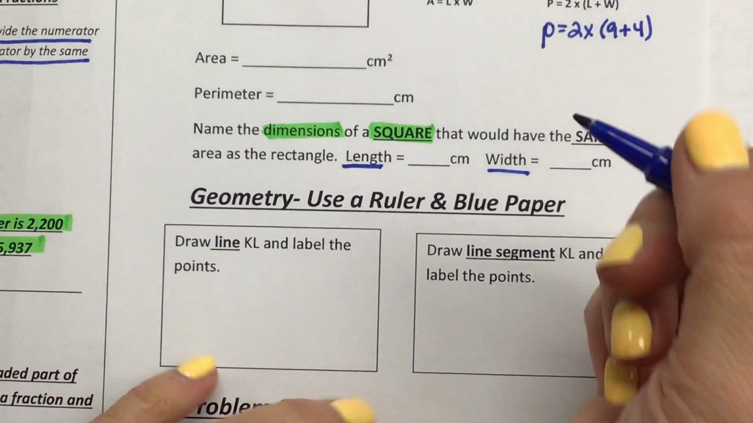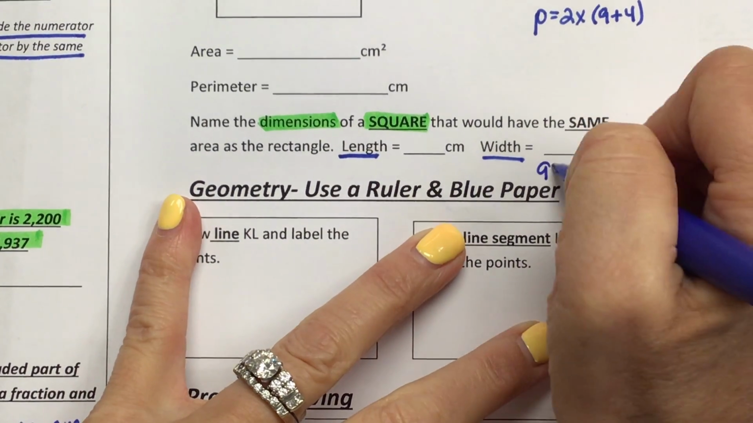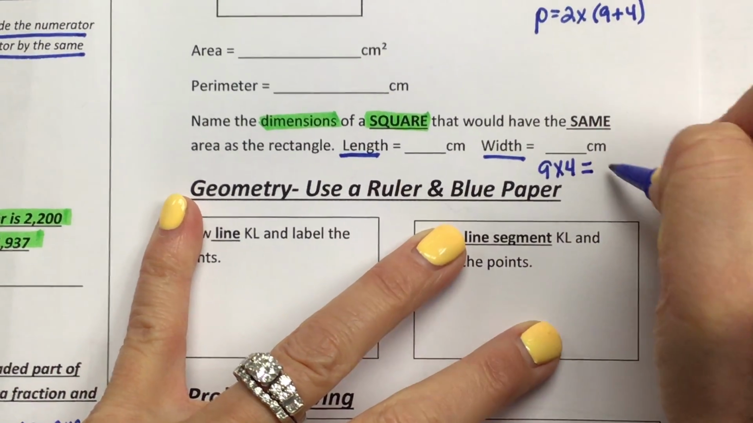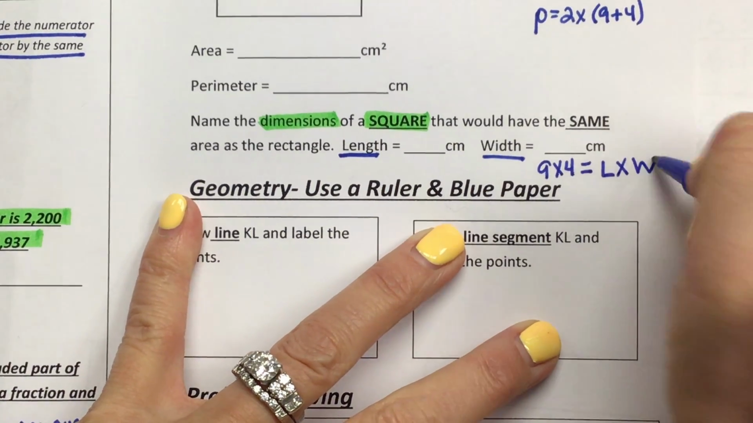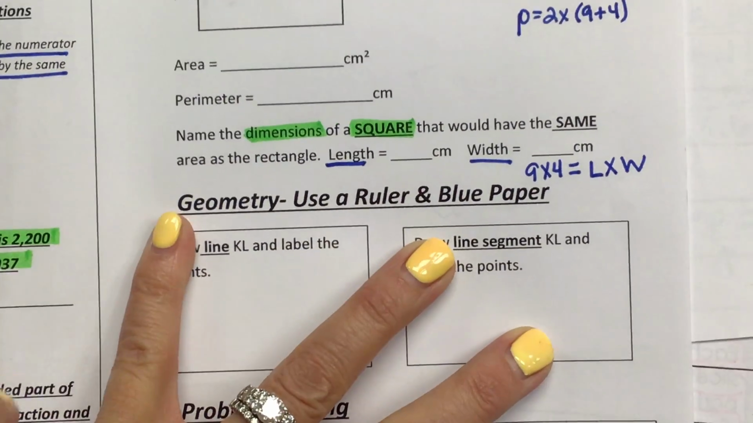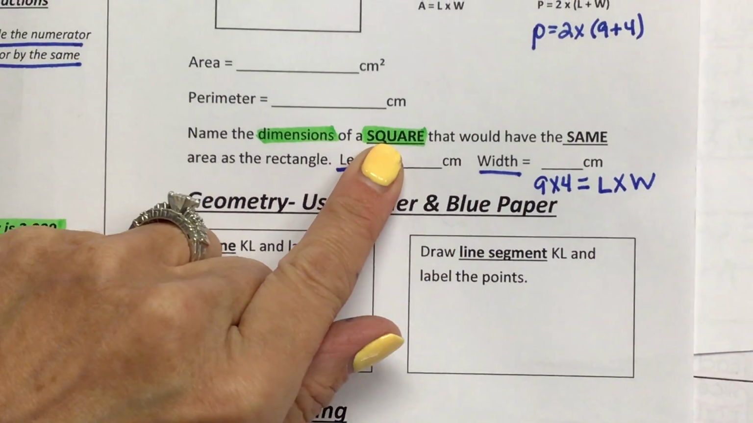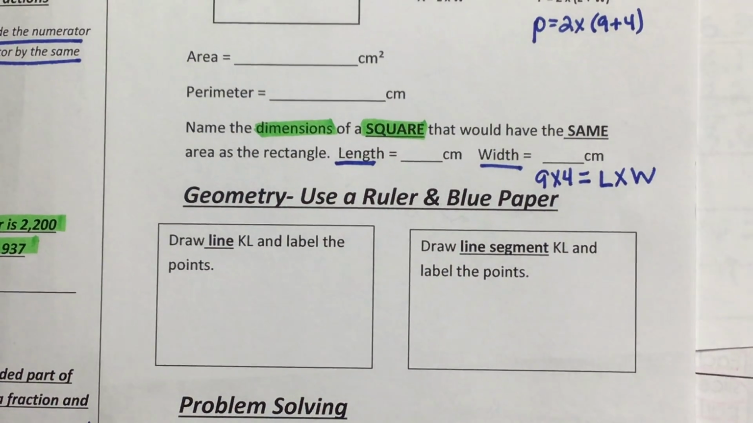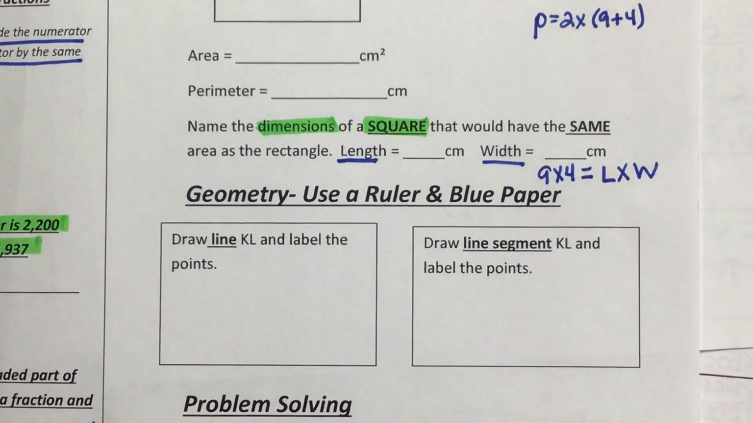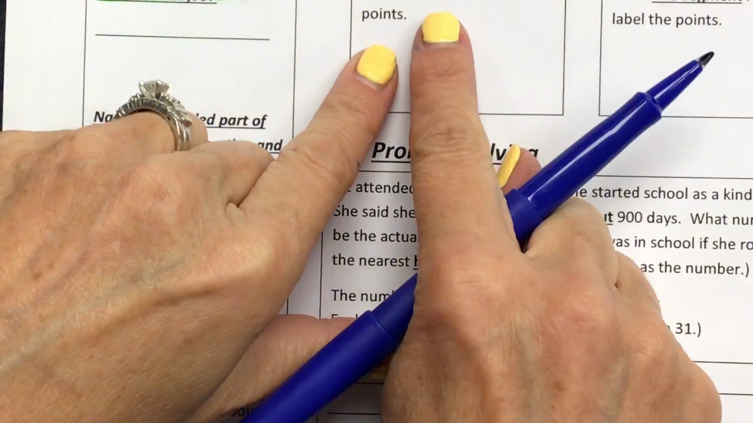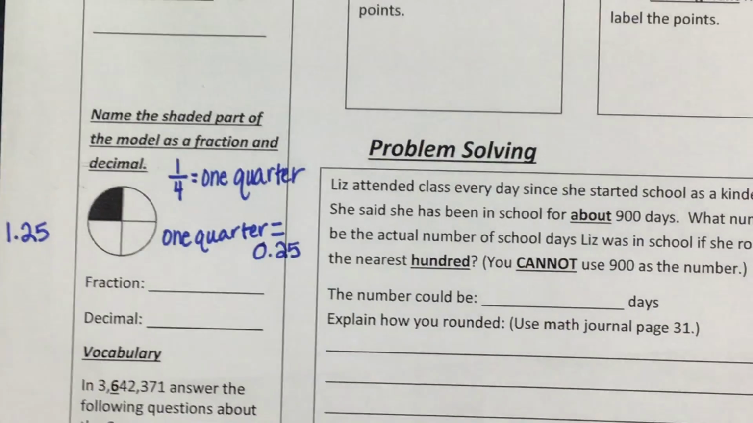So here's a way we could kind of write it as an equation. 9 times 4 is equal to what length and width? That is not 9 and 4. 2 other factors that equal 9 and 4, and it's a square. So they need to be the same. It's a square.